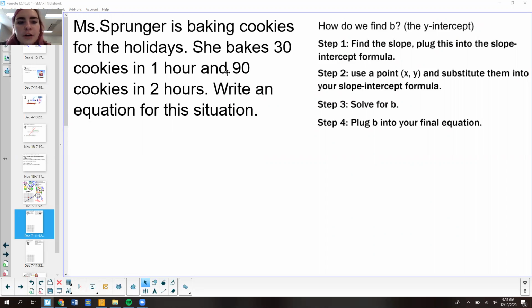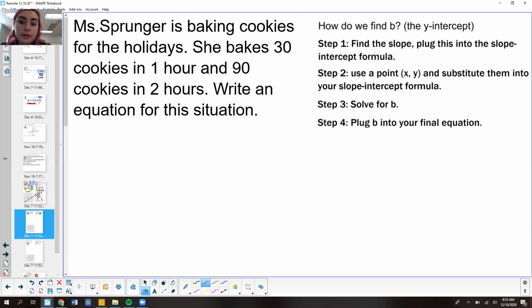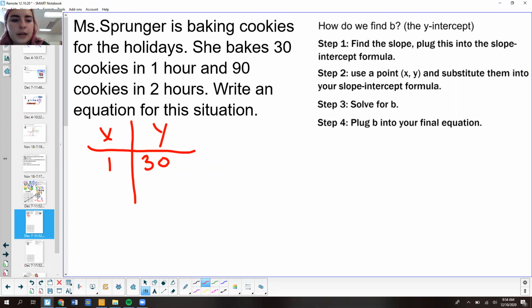All right, Miss Sprunger is baking cookies for the holidays. She bakes 30 cookies in 1 hour and 90 cookies in 2 hours. Write an equation for this situation. I do bake a lot of cookies during the Christmas and holiday season. So we've got some things we need to think about. She bakes 30 cookies in 1 hour. In 2 hours, she bakes 90 cookies. Write an equation for this situation.